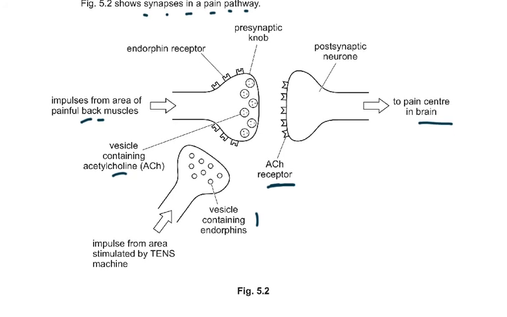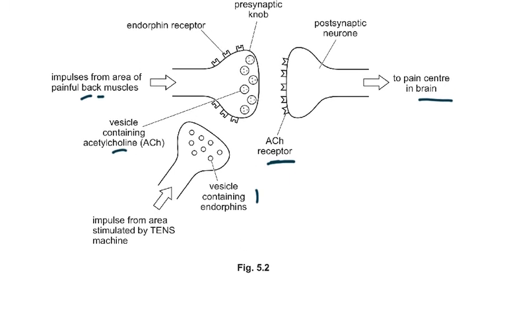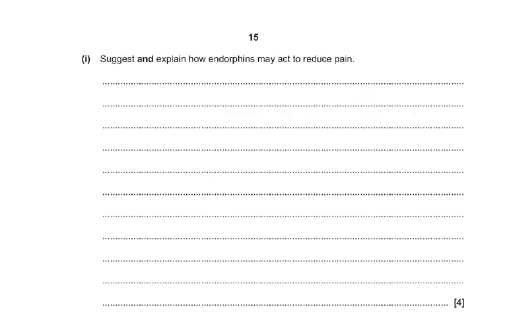So they've given you a new situation to understand and comprehend, but you have to remember your synapse story so that you can then correlate it with this, right? Now, suggest and explain how endorphins may act to reduce pain. So how are endorphins going to work? Very basically, endorphins will bind to the receptors. They will bind to the endorphin receptors.